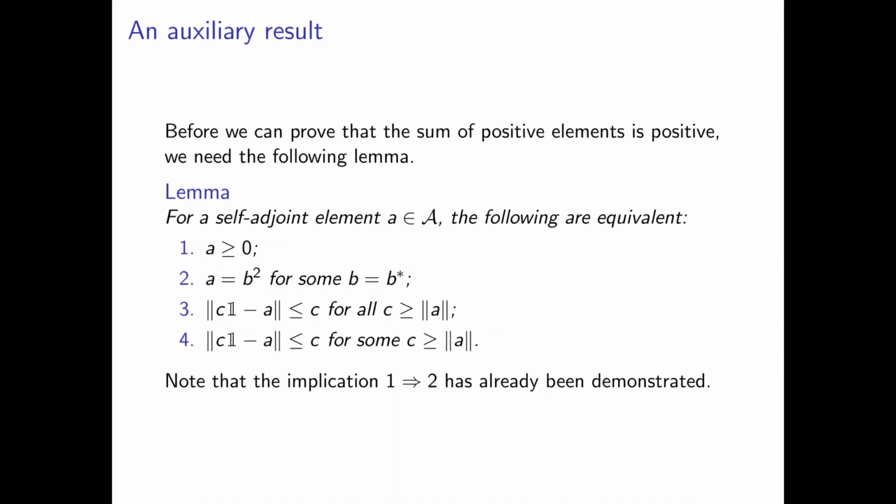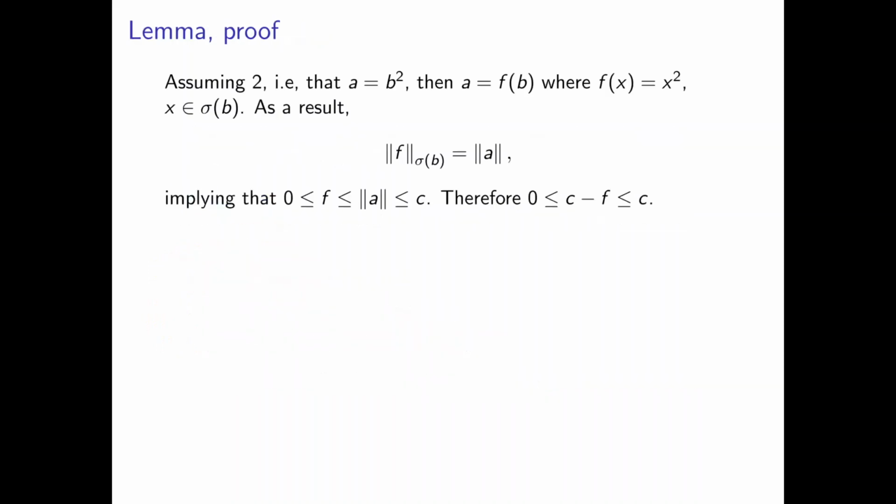Now let's prove the final part. So basically what we need to prove is that 2 implies 3, and we need to prove that 4 implies 1. So that's what we need to prove now. And first, assuming 2, that is that A is equal to B squared, then of course A is equal to f of B, where f of x is equal to x squared.